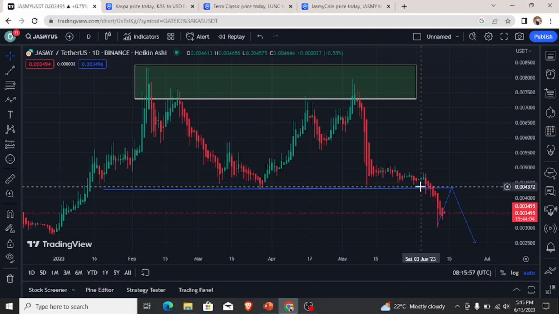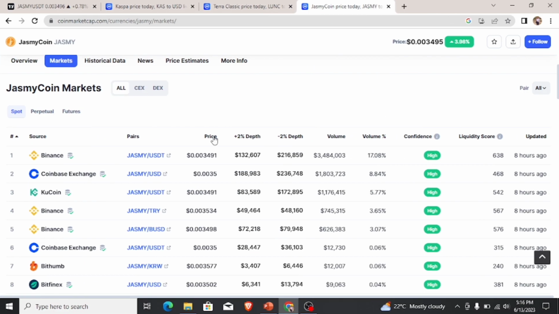If we are to consider the current price action and chart pattern of Jasmy coin, what I see happening on the price of Jasmy coin is a downtrend, the continuation of a downtrend. And if you relate this to the current market performance both on Binance and on CoinMarketCap, you would also see a similar thing. Here on CoinMarketCap, this is the Jasmy USDT pair on Binance. You can see the market analysis.